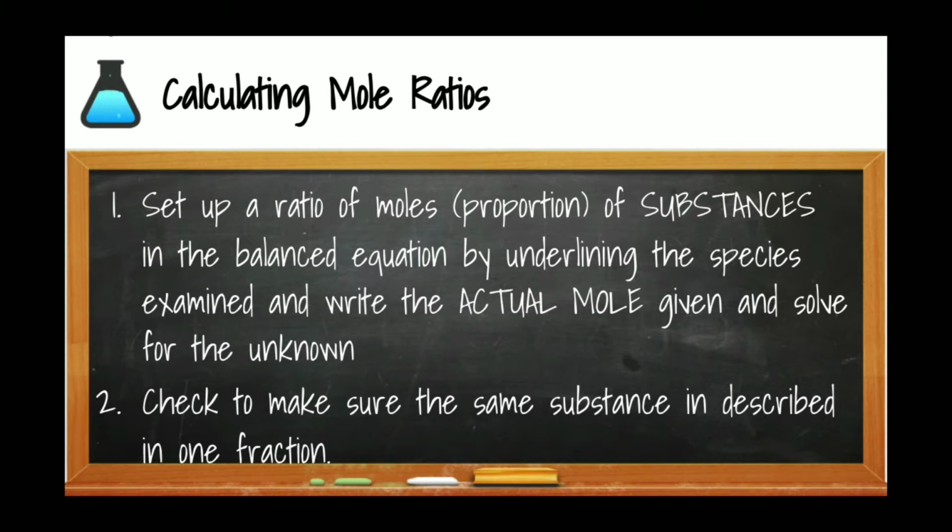When calculating mole ratios, there are 2 steps. Set up a ratio or a proportion by underlining the species examined and the actual mole given from the problem. From here, we'll have 2 fractions that we can solve for the unknown. Check and make sure that the same substance is described in one fraction. Let me show you how this is done.